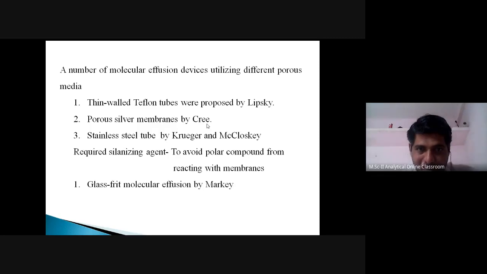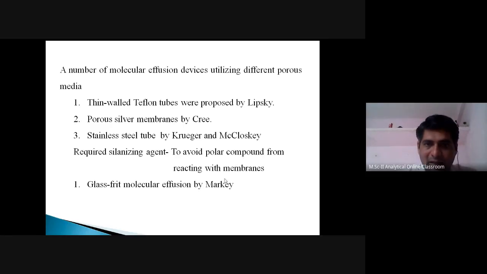But remember, these three tubes have a little bit of disadvantage or problem. So what is the disadvantage of these three tubes? You cannot use polar compounds with this membrane or tube. If you use these tubes with polar compounds, there is some modification you have to do. So what is that modification? That word is silanizing agent. It means you have to put a coating on these tubes, and this process is called silanizing. Then you can use this tube for polar compounds. Otherwise, you cannot use the simple one.